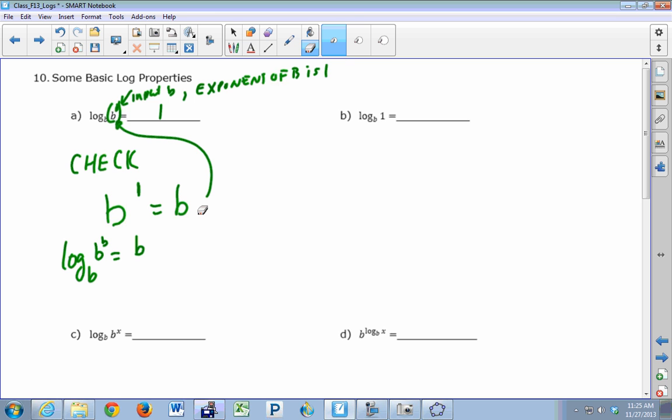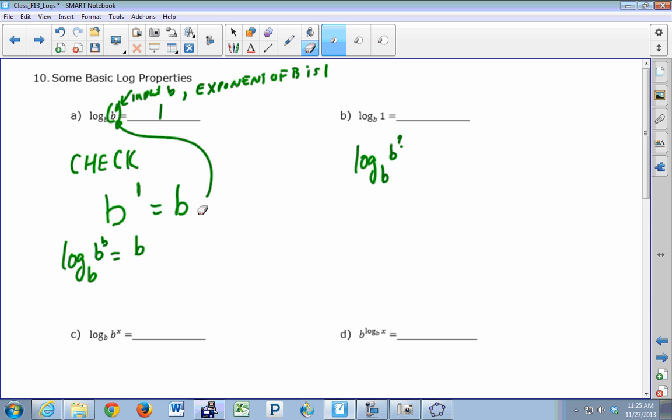All right, now here's your favorite, Shane. Log base B of 1. How can you rewrite that so it's B to a power? How can you rewrite 1 so it's B to a power? B to what power gives me 1?